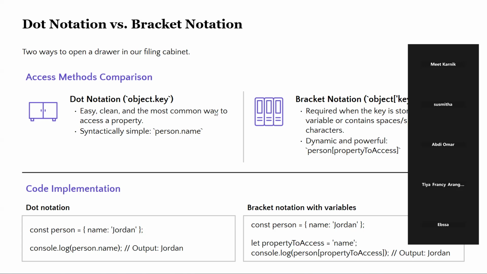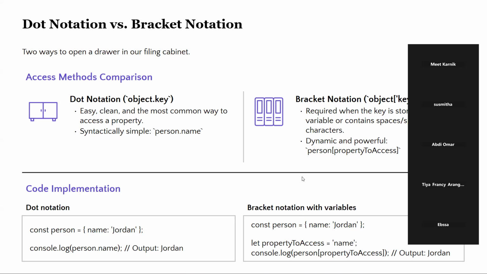And bracket notation does the same job, but the only difference here is that the property goes inside square brackets. This is especially useful when the key is stored in a variable or when the property name includes spaces or special characters. So if I know the exact property name ahead of time, dot notation is usually simpler and easier to implement. But if the property name is dynamic, meaning it might change or it might come from a variable, that is when bracket notation would be the better choice.